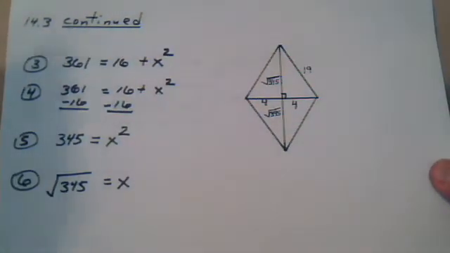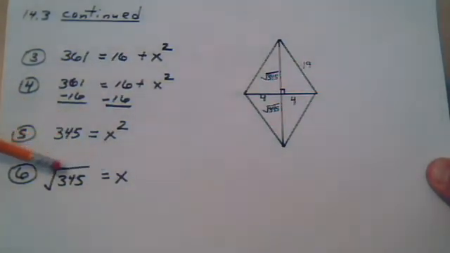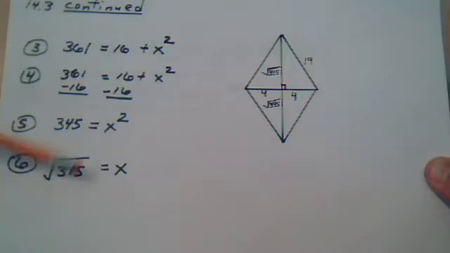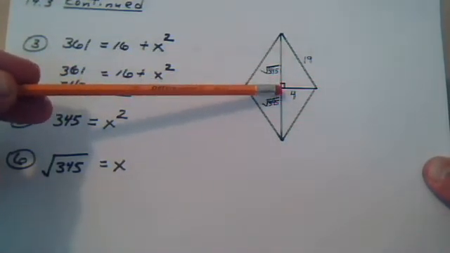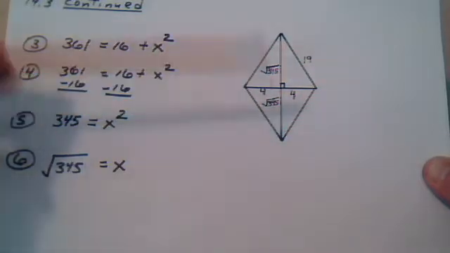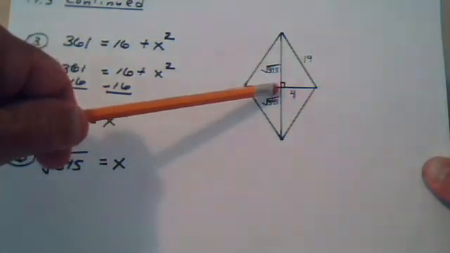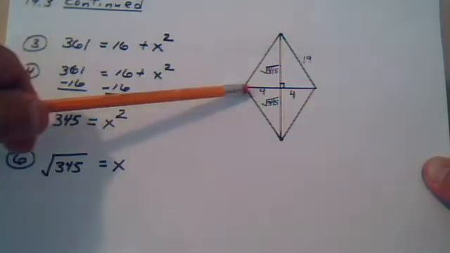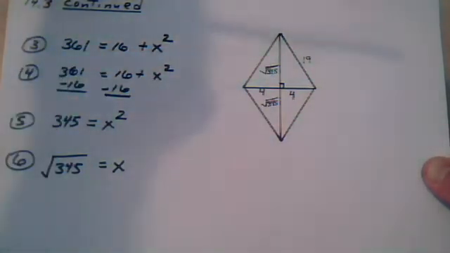Now we simplify. We do our algebra. Simplify, get that x by itself. We take the square root of both sides here. So x is square root of 345. So this should be square root of 345, and this should be square root of 345 units. We have the 4 here, so we know this is 4. So notice now we have the length of this diagonal and this diagonal. So this diagonal is 8, and this diagonal is 2 times square root of 345.